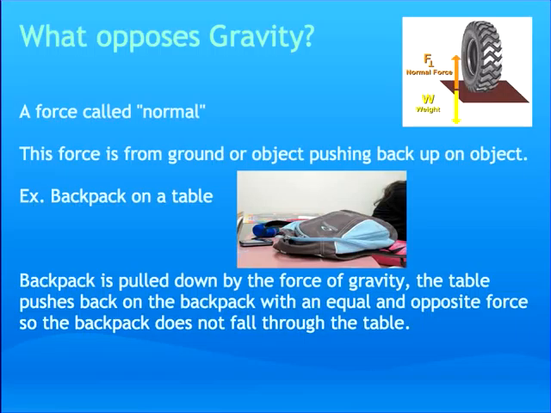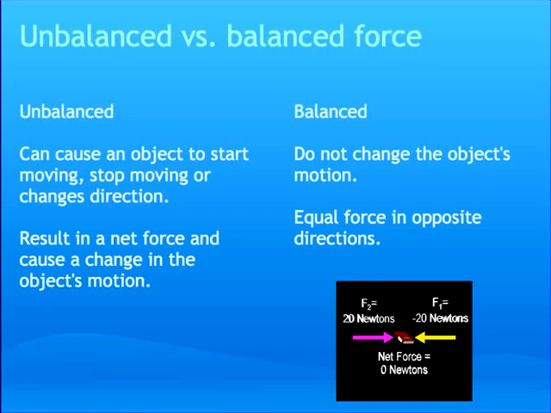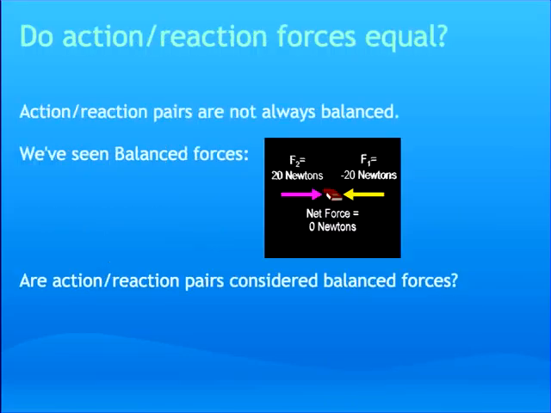For example, this backpack here on the table, the reason why it doesn't break the table and go right on through is because the table is applying an equal and opposite force up onto that backpack. Now, you might be thinking back of balanced and unbalanced forces and how those worked, but it's a little different.